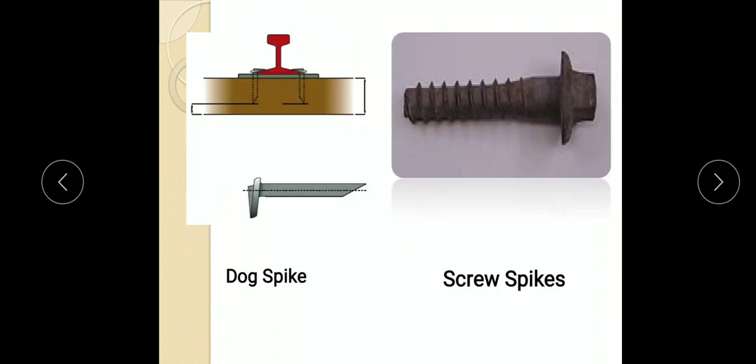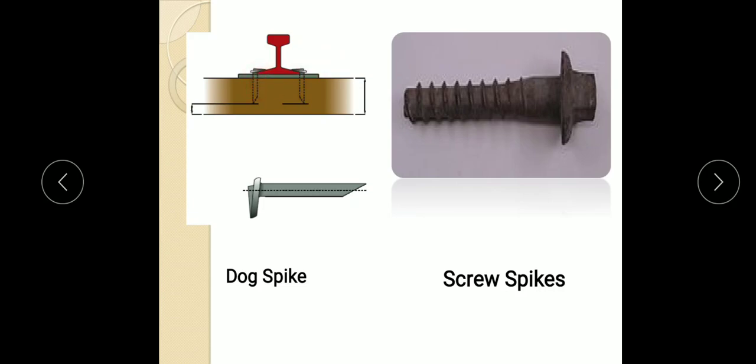The figure shows dog spike. Here the shape of this spike is like an ear of a dog. Here we can see this head of the spike is like an ear of a dog, therefore it is called as a dog spike. And here we can see this is a rail section and it is resting on the slipper. So this rail section and slipper is held by this dog spike.